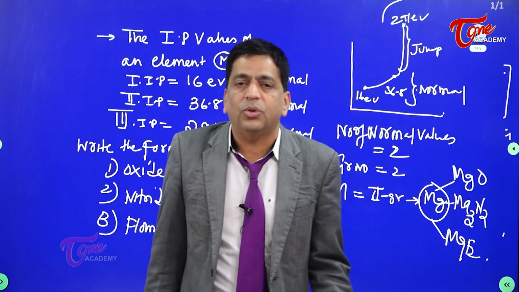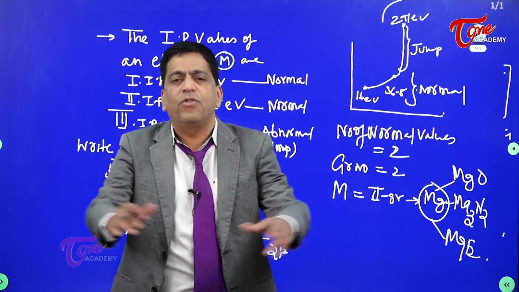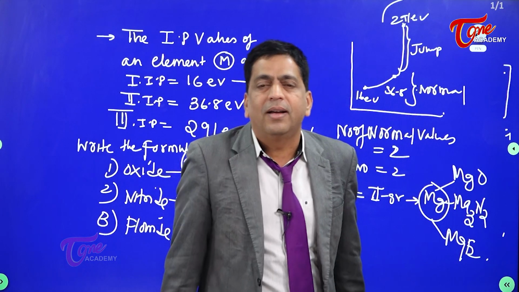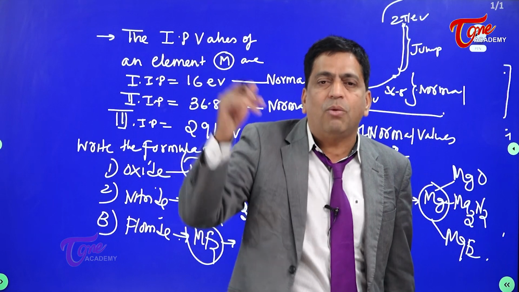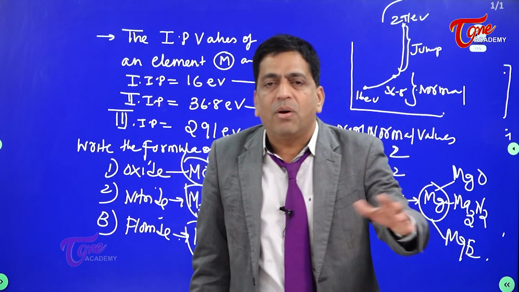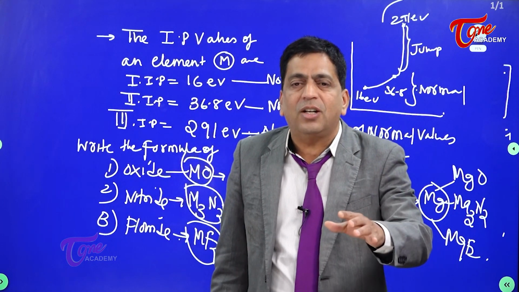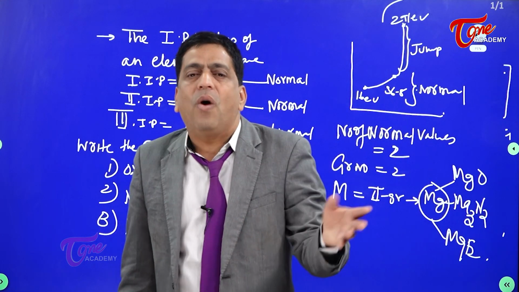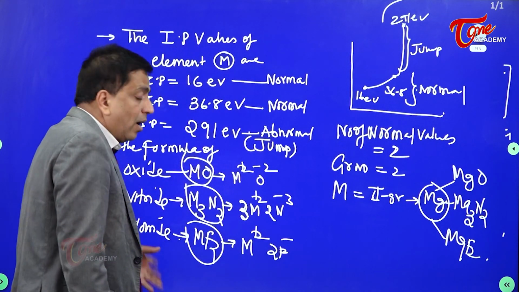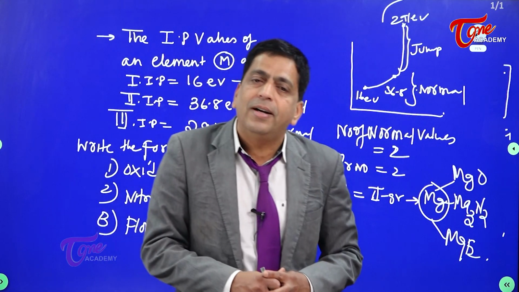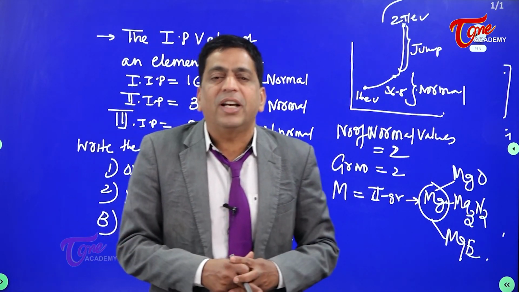You must understand this. The number of normal values is nothing but the number of electrons present in the valence shell. The number of normal values is nothing but valence electrons, and that itself is the group number. Once you know the group number, you will be in a position to find the oxide, nitride, or fluoride. That's application number 2. Let us go in for application number 3.